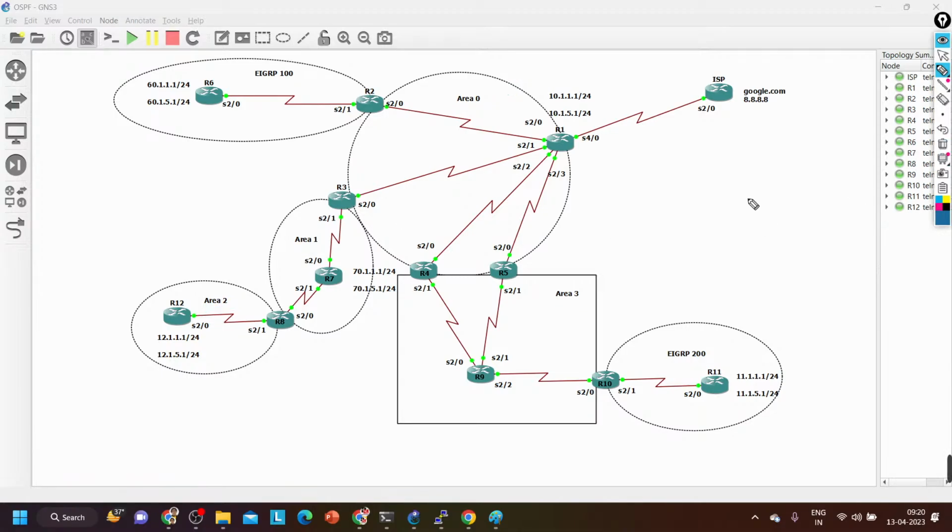So tell me, this router number 9 will receive these prefixes via which LSA? Via LSA 4 or 5? LSA 5. Yes or no? External LSA.